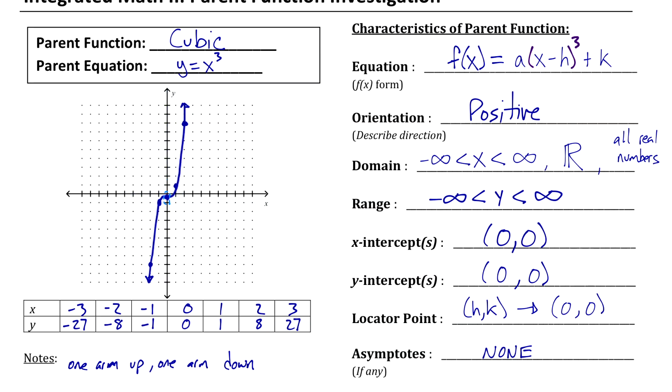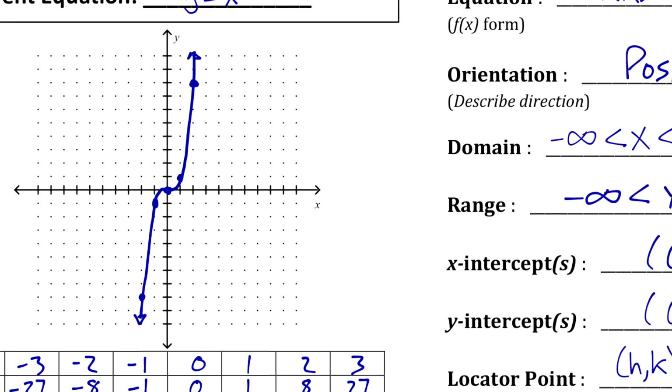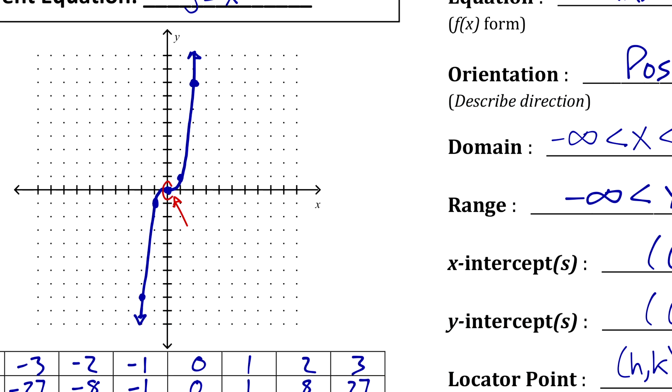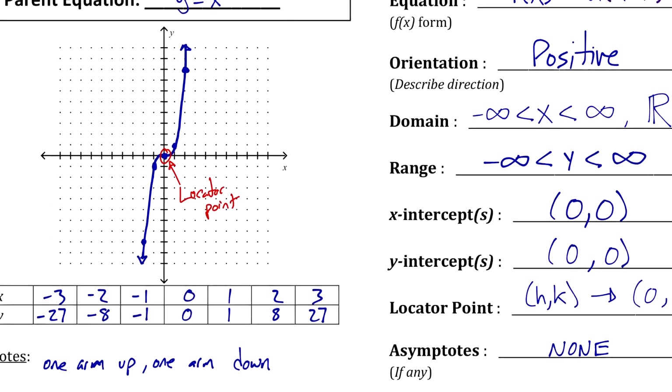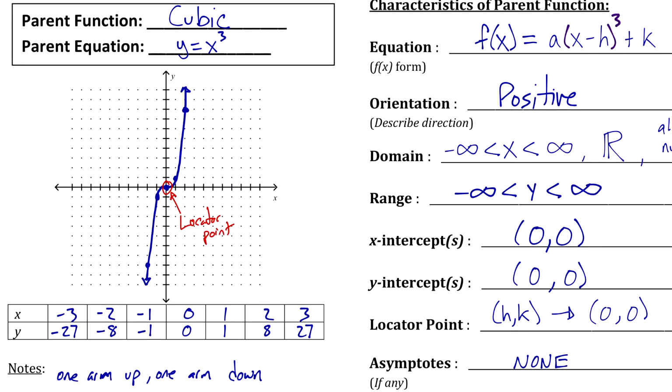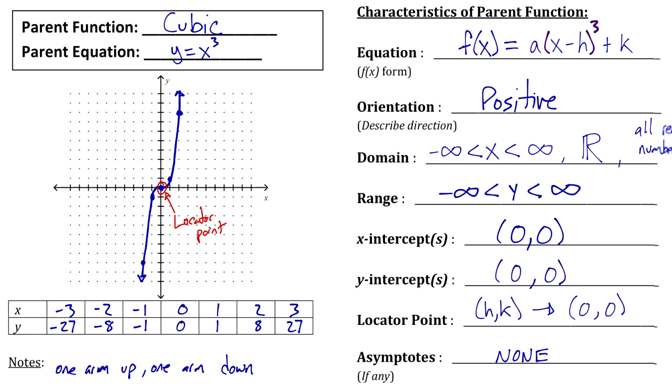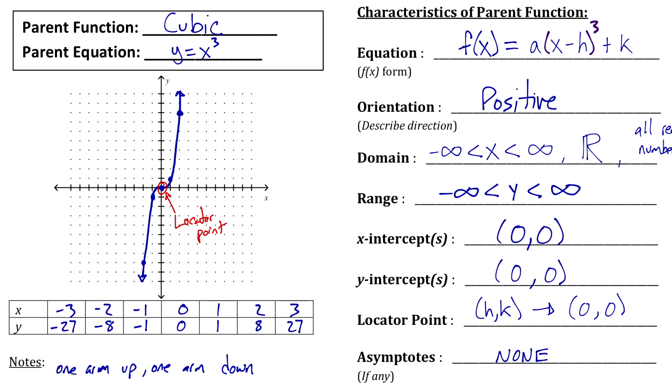Similar to our vertex. Now we don't call it a vertex on the cubic. I would just call it the locator point. So make sure you know that. So this is your locator point. All right. And asymptotes, we don't have any here. I'll talk about those when we actually have one on one of the other functions.